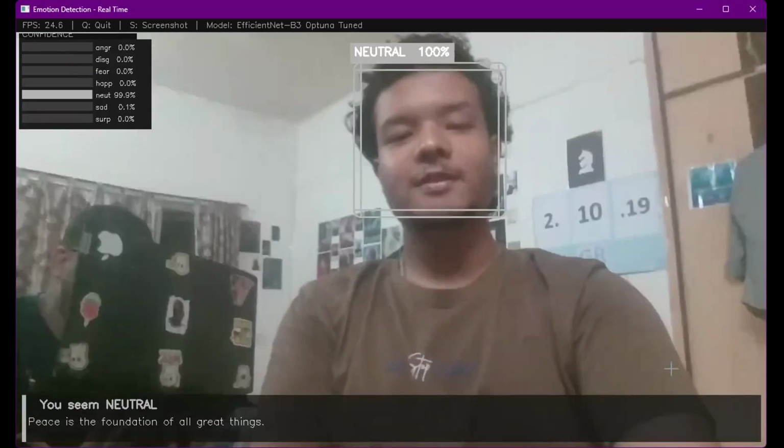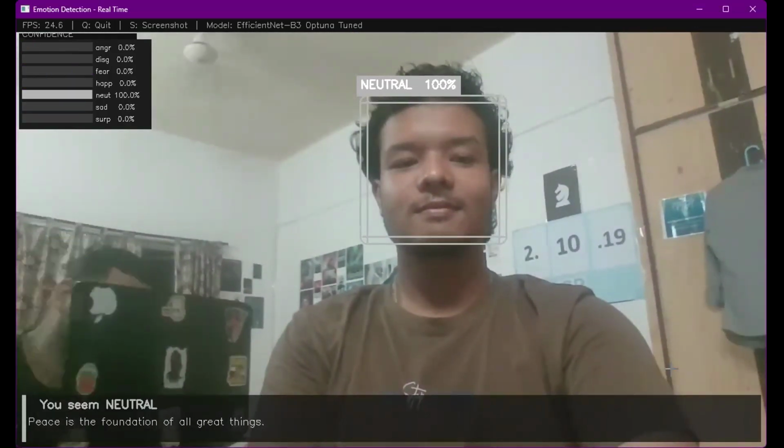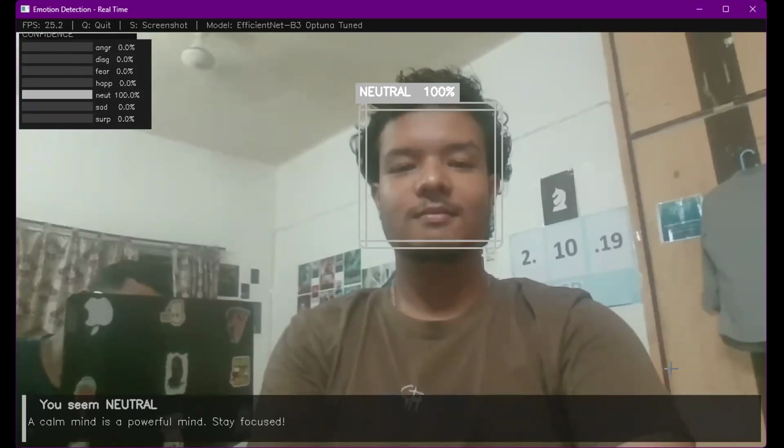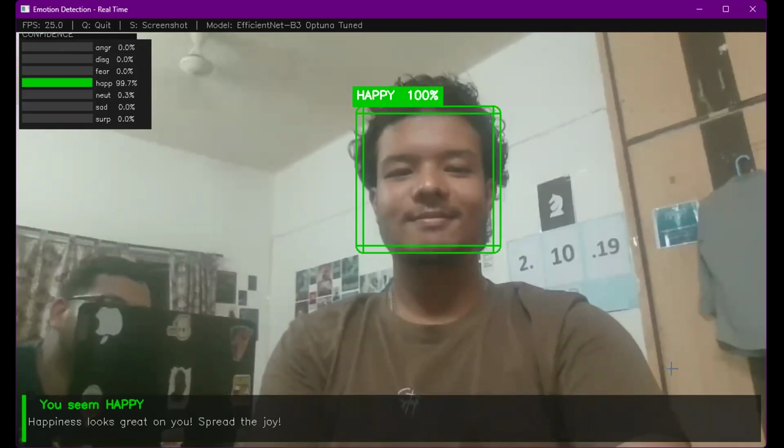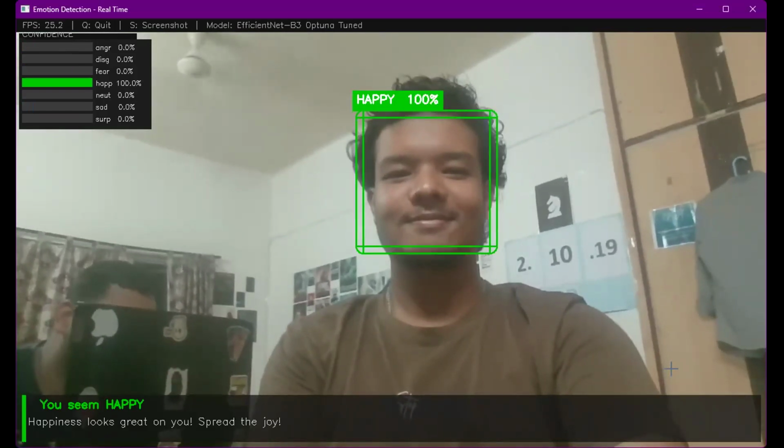Bhargav is showing our output now. So as you can see, Bhargav's emotion is neutral right now. He is not that happy. Bhargav, be happy. And Bhargav is happy now, sir.